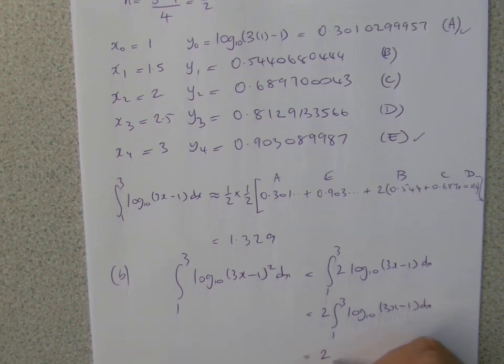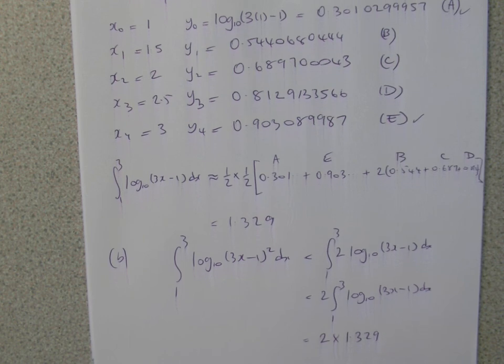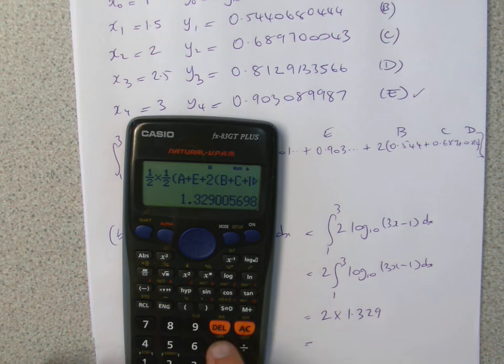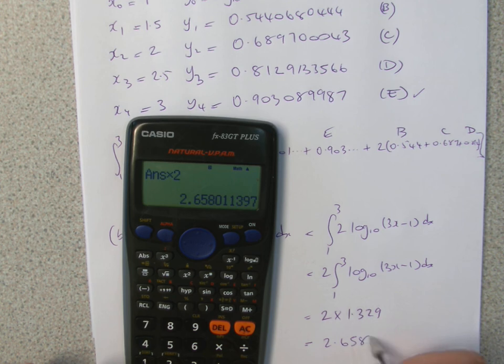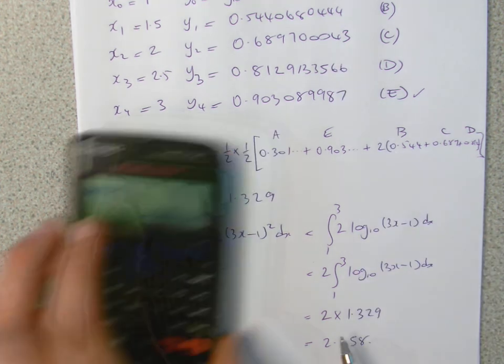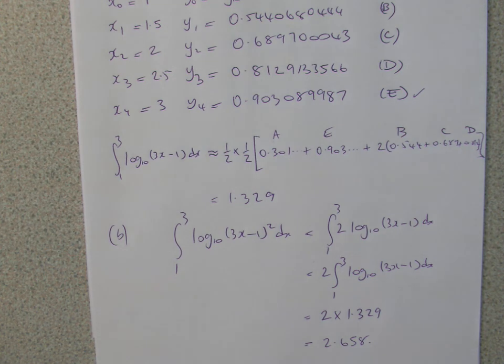So it's 2 times now this integral, and of course this integral we've already worked out using the trapezium rule, so we're going to use part A answer as the question says, so that integral is just 1.329, and all I've got to do then, because there's a 2 in front, is just times it by 2. So I've got this on my calculator already, so I'll just times the answer by 2, and it comes out then it's 2.658. It doesn't say how many decimal places, but I'll go for 3 again, just like I did in part A.